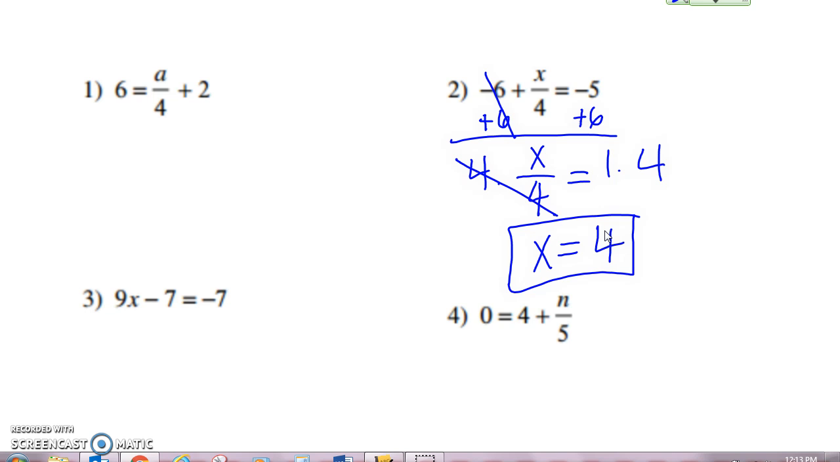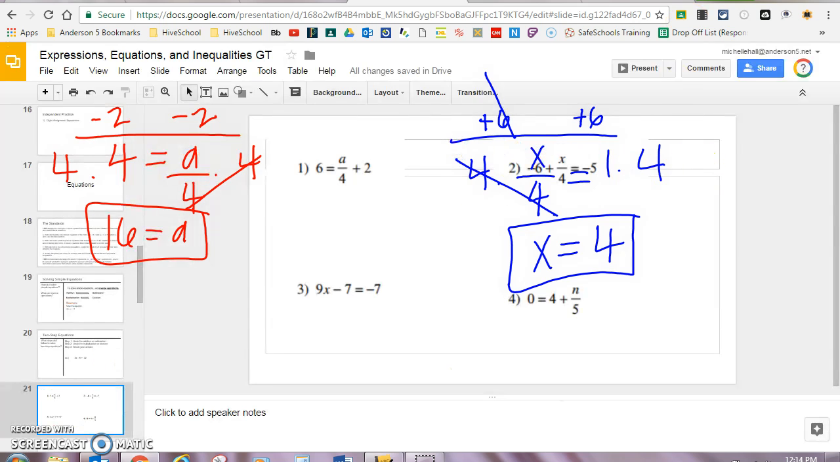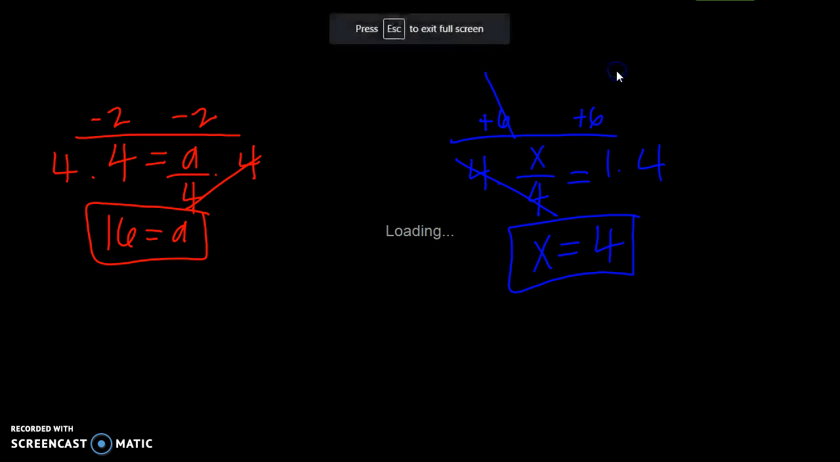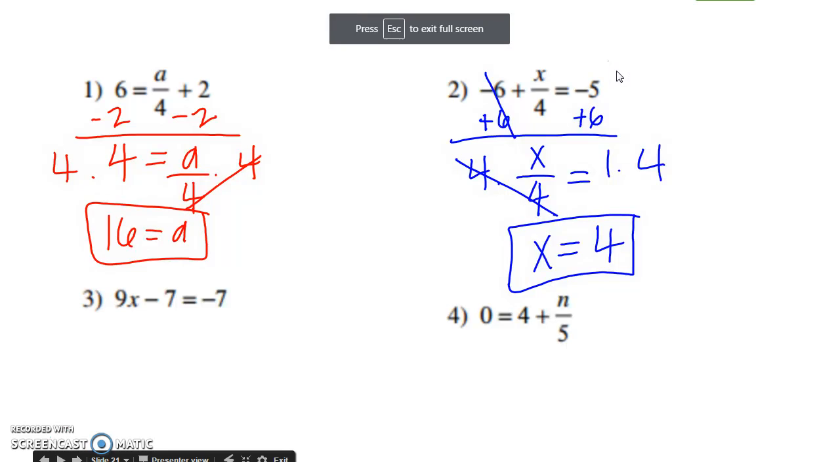Now that we're not scared of the fractions anymore, I want you to try number 1 on your own. Press pause, and when you're ready to check your answer, hit play. Don't know why that just went away. There we go. Okay, so what we get is 16. We would subtract 2 on both sides, and then we would multiply by 4 on both sides, and 4 times 4 would give us 16. Okay, so that's our little review of two-step equations.